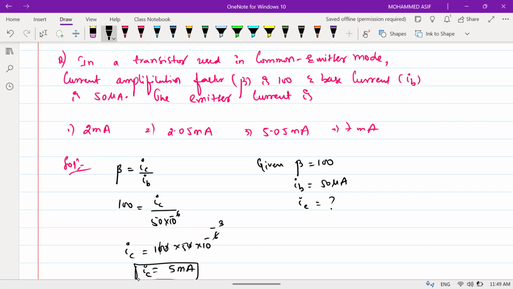But I need emitter current. Emitter current formula you already know. Emitter current is equal to your base current plus your collector current. Isn't it? So base current given in the problem is 50 microamperes, plus the collector current, 5 milliamperes. So add them and see how much I get. This one is milli and this one is micro, that makes the difference here.